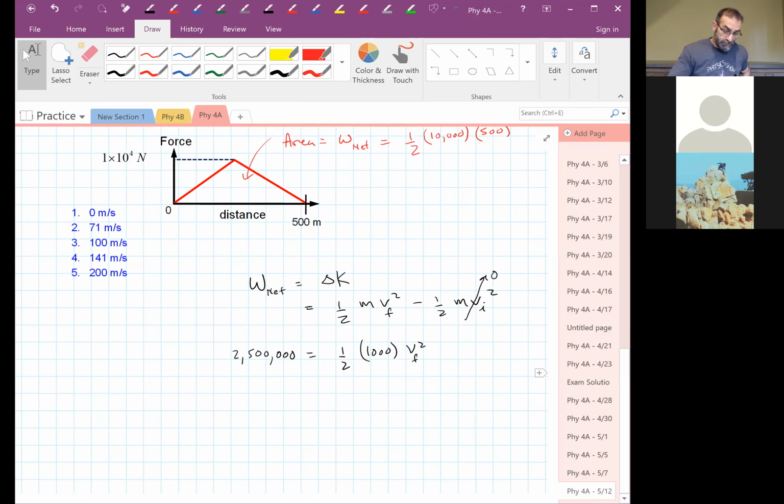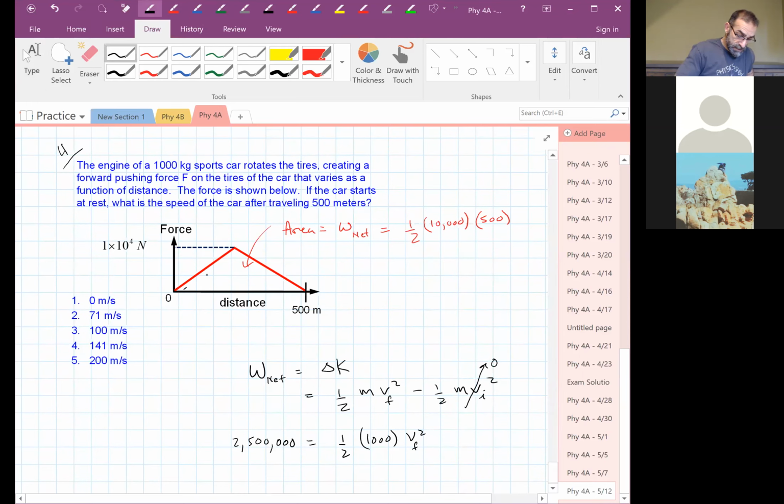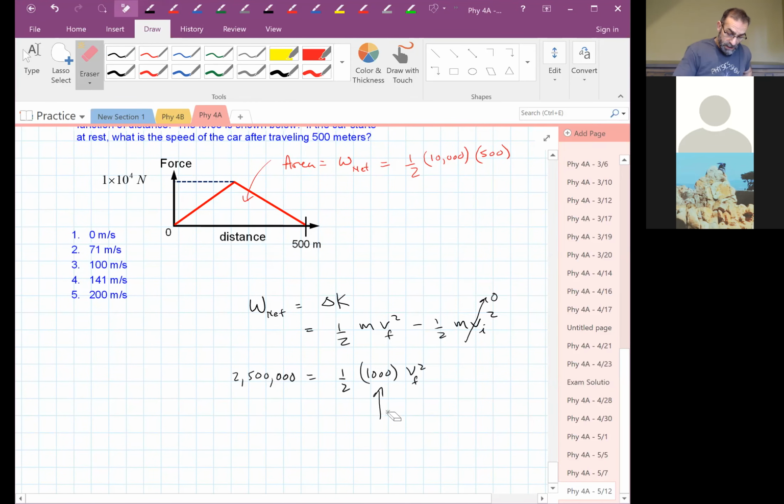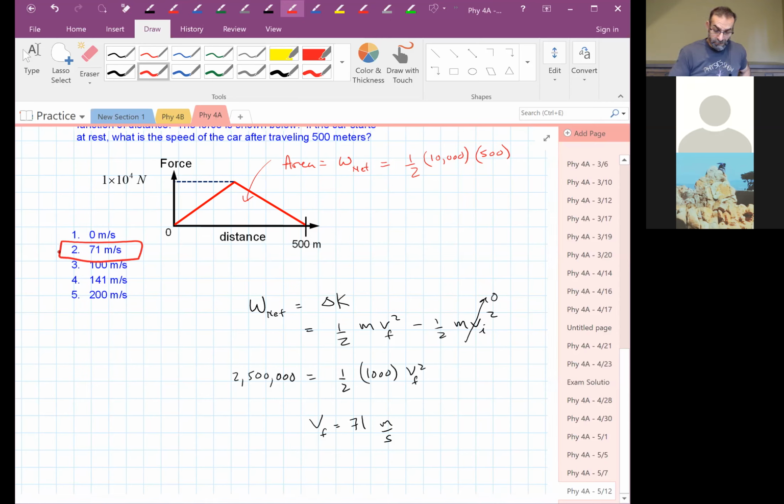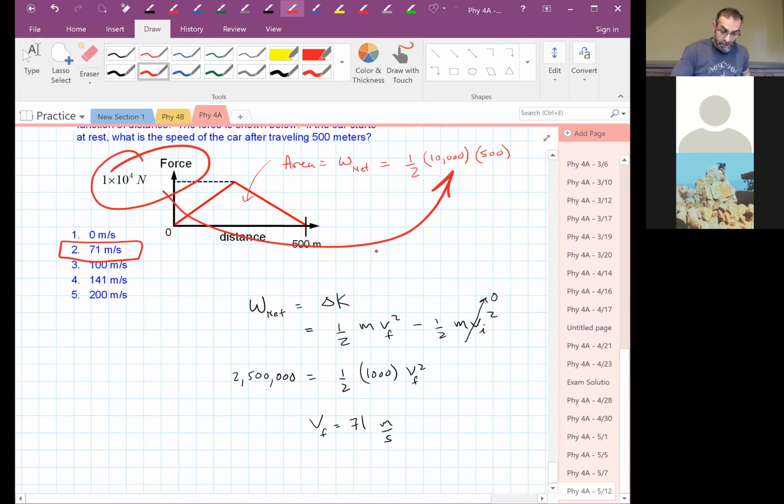It's just a triangle, right? 1/2 base times height. It's a triangle. 1/2 base times height, area of a triangle. M is 1,000, right? That's what it is here. And so what do we get? 71, I think. It's given. The force and the distance are given. We're okay with that?